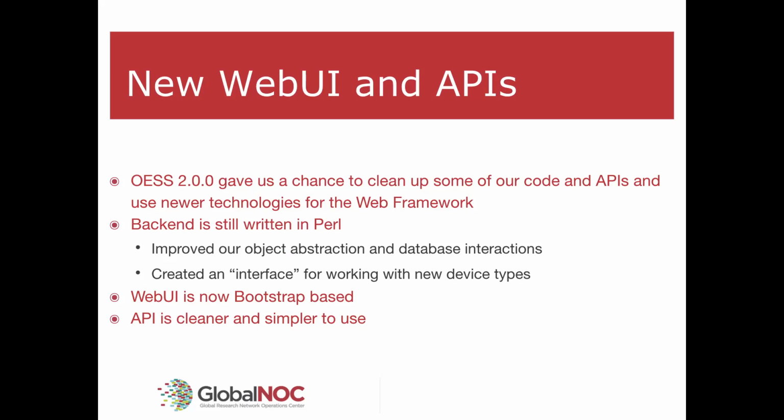The APIs that we originally written were done fairly hastily, and we had kept modifying and improving, but really the 2.0 gave us a chance to kind of start over and rethink about how we wanted to do our internal library structure and APIs. And that also led to hopefully a better set of APIs for users to programmatically access as well. The backend is still written in Perl, but we improved all of our object extraction and database interactions, and we created an interface for working with new device types.